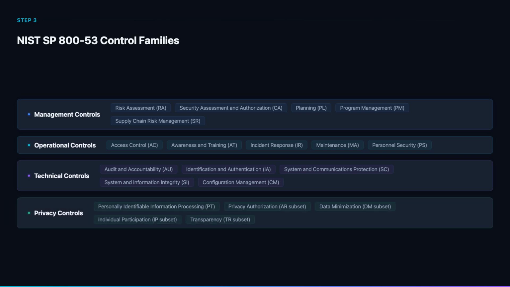Privacy controls are an important addition in recent revisions. They cover how personally identifiable information is processed, privacy authorization requirements, data minimization principles, individual participation rights, and transparency obligations. These controls are increasingly important as privacy regulations like GDPR and CCPA expand the privacy compliance landscape.